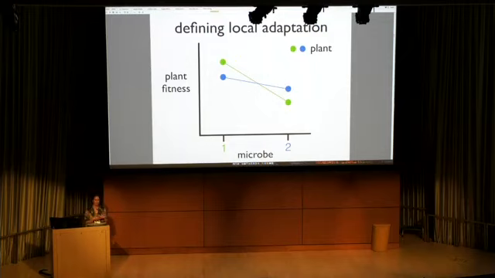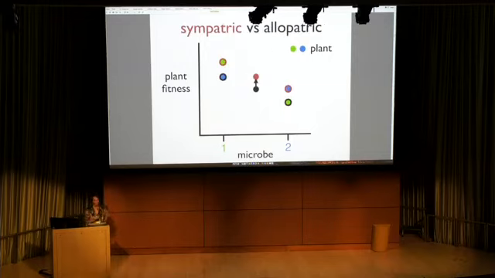So first, there's a lot of different definitions of local adaptation. I just want to show you what I'm referring to when I talk about it. So when we're growing the duckweed in different microbe environments, I'm comparing the average of the matched plants and microbes from the same sites to the average of all unmatched comparisons. And so matched I would call sympatric, and unmatched I'll call allopatric.